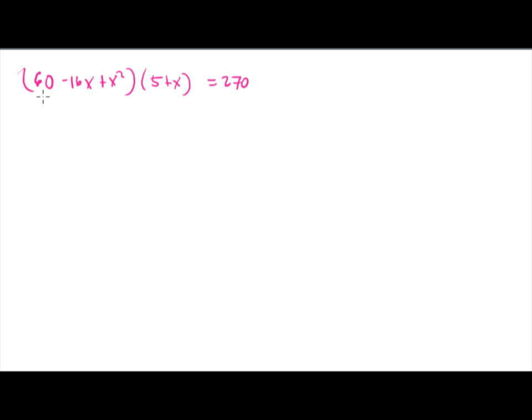So we continue expressing this as a polynomial. So 60 times 5 is 300, minus 16 times 5, that will be 80x, and then x squared times 5 will be 5x squared. And then we multiply everything by x this time, so 60x minus 16x squared and then plus x cubed, and this should be equal to 270.